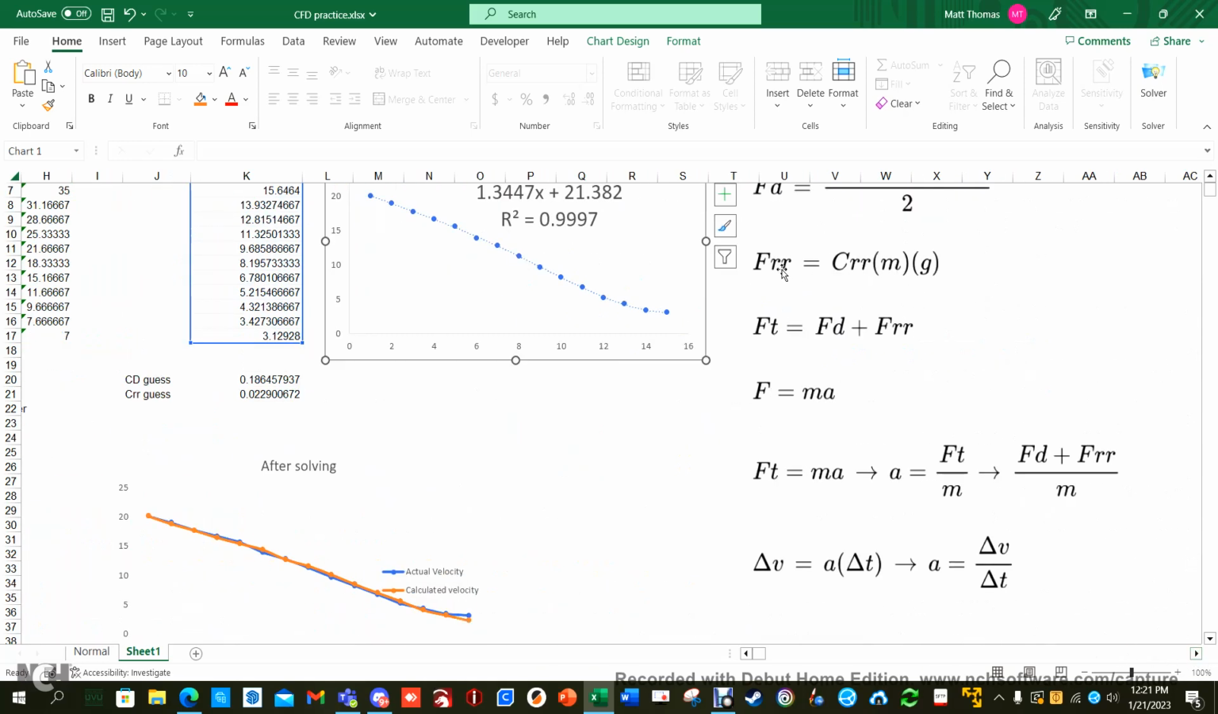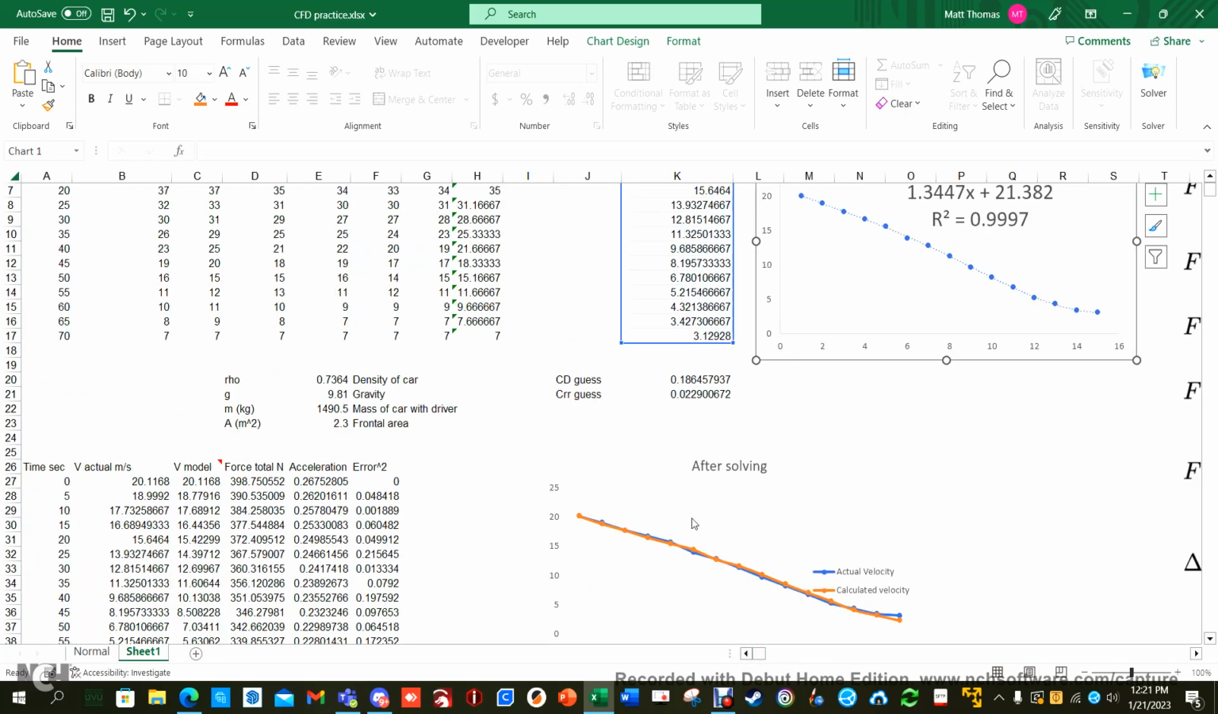Well, I've got the friction rolling force, but I need the coefficient of rolling force. I have the force total. I have the acceleration, which is okay. I have acceleration, so this is good because I also have acceleration here. So why don't I say that the change of velocity over the change of time is equal to the total force over the mass? So that's where we're going to start.